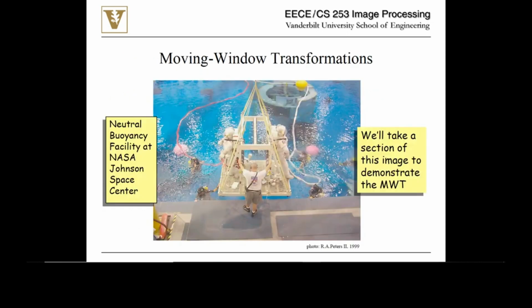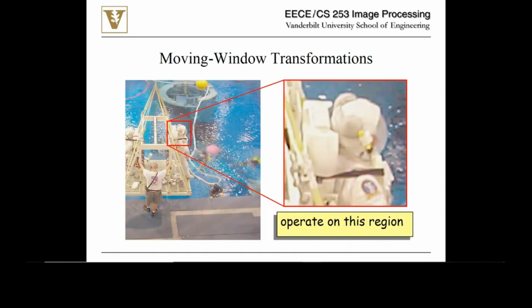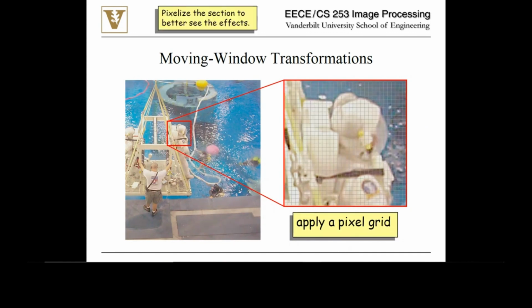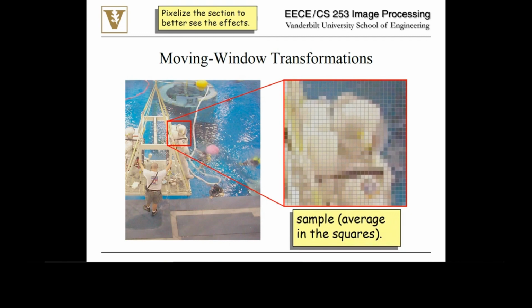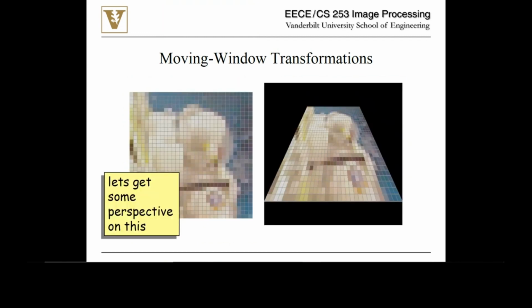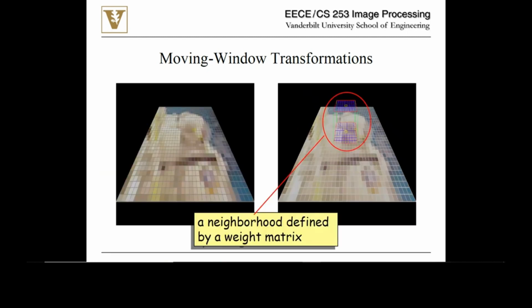Okay, that is also why this is called the moving window transformation. Let's say that we have this image, and this is a zoom of that part of the image. We pixelize, and these are the pixels. Now we will construct a kernel. Kernels are now in 2 dimensions, not in 1 dimension, but the idea is the same.